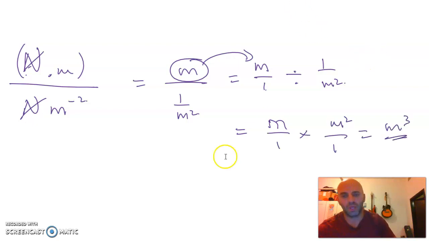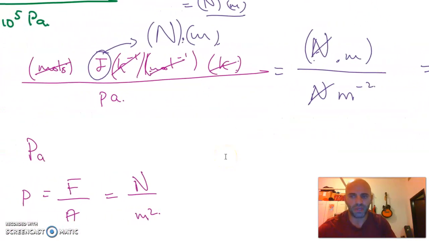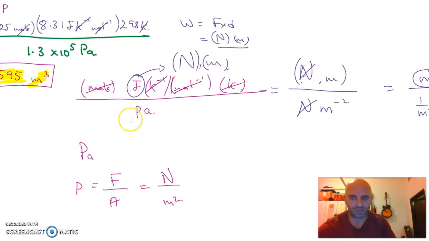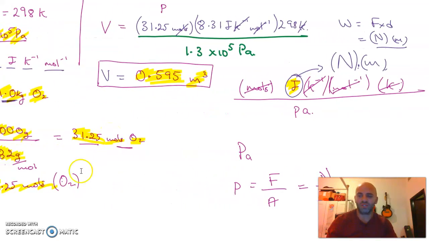So a quick rule of thumb: if your pressure is in pascals, and of course you use the gas constant in joules per Kelvin per mole, then your volume will come out in meters cubed. Okay, hopefully that makes sense.